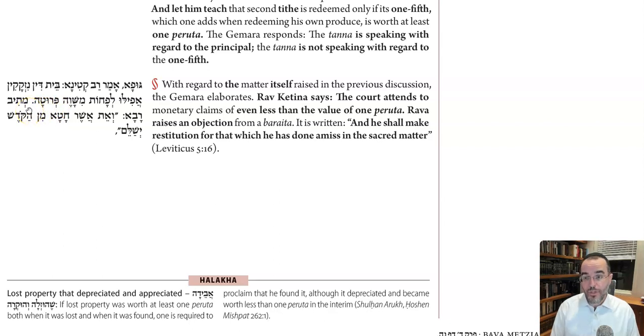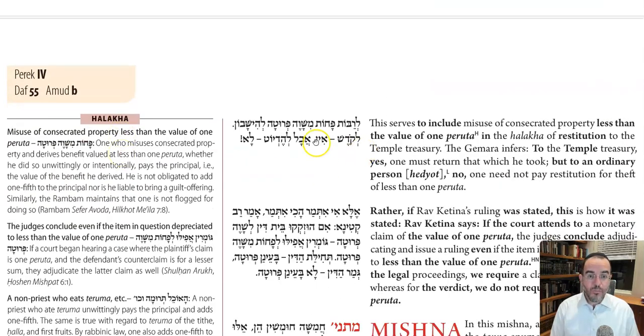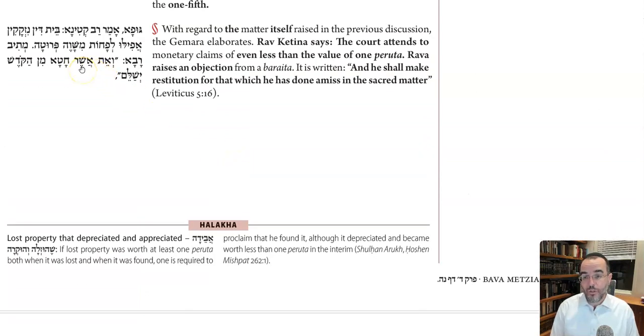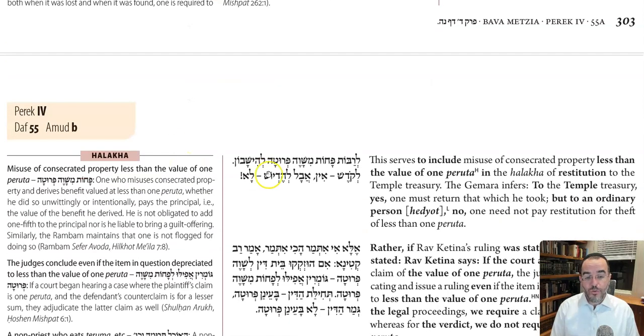We have a challenge from a braita, mativ rava, vet asher chata min hakodesh yeshalem, lerabot pachot mishave piruta lishabon, nekodesh in, aval lehedyot, la. Rava quotes his braita according to a pasuk that says that anything that one sinned and took from consecrated money, one has to pay. And we learn from that pasuk that even if it's worth less than a piruta, one stole from consecrated property, even less than a piruta, one has to return it.